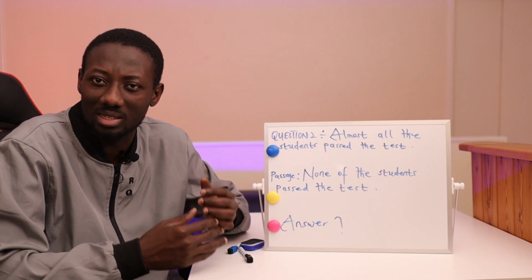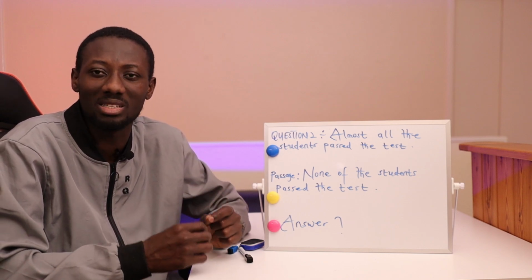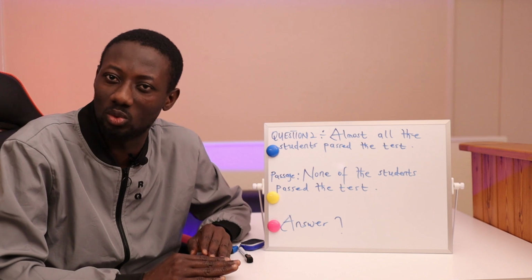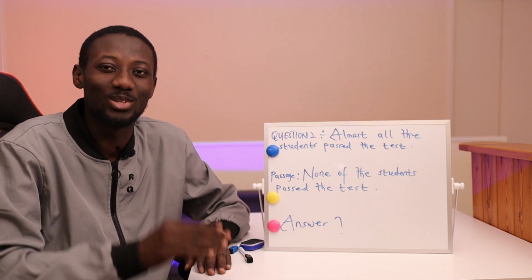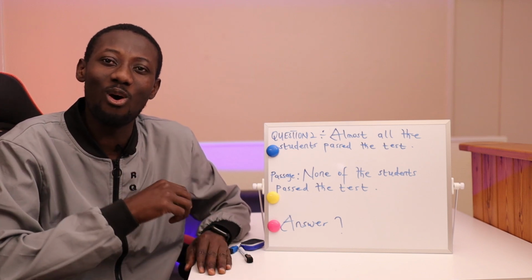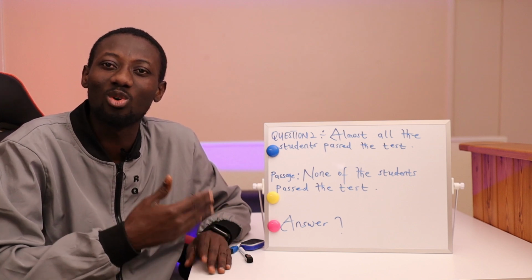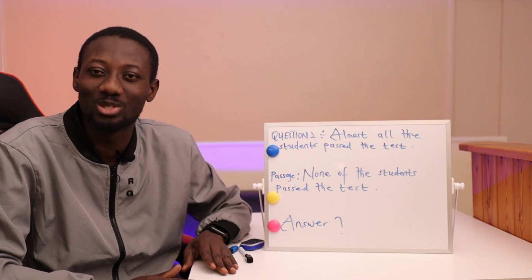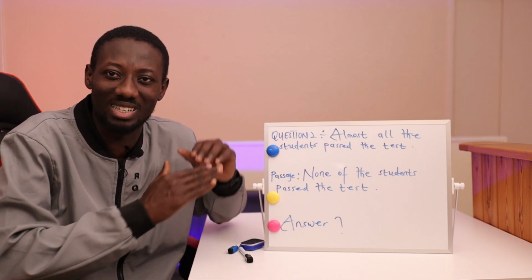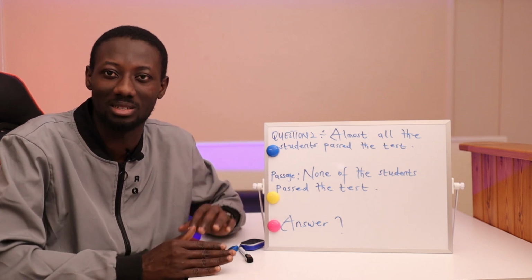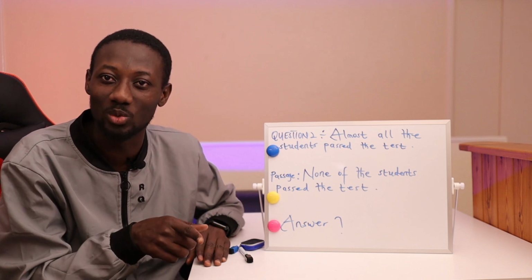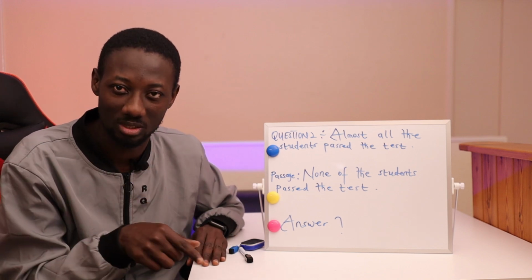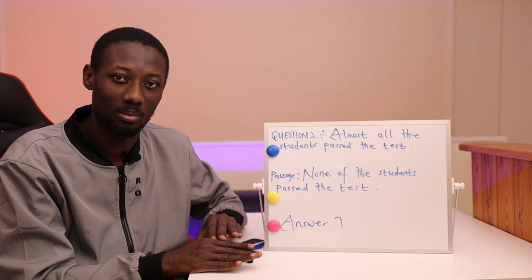When you went through the passage, all you saw was that none of the students passed the test. The question is saying almost all the students passed the test, which means almost all of them passed. But the passage is saying that none of them passed the test. So there's a clear contradiction between the question and the passage. And when there's a contradiction, what answer do we choose? False. So the answer is false.